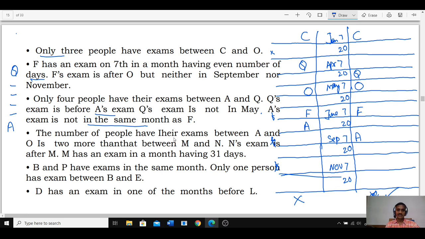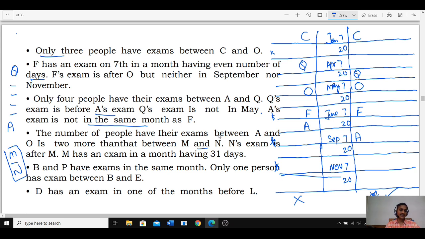నెంబర్ ఆఫ్ పీపుల్ హ్యావింగ్ దేర్ ఎగ్జామ్స్ బిట్వీన్ A and O is 2 more than M and N. A కి O కి మధ్యలో ఎంతమంది ఉన్నారు చెప్పండి? 1 2 3 మెంబర్స్ ఉన్నారు. 3 మెంబర్స్ ఉన్నారు కాబట్టి M కి N కి మధ్యలో ఒకరే ఉండాలి. ఎందుకు? M కి N కి మధ్యలో ఎంతమంది అయితే ఉన్నారో వాళ్ళకన్నా ఇద్దరు ఎక్కువ A కి O కి మధ్యలో ఉన్నారు అని అన్నారు. కనుక ఇక్కడ A కి O కి మధ్యలో 3 మెంబర్స్ ఉన్నారు కాబట్టి M కి N కి మధ్యలో ఒకరు ఉండాలి. N's exam is after M. కనుక M blank N ఇలా రాసుకోవాలి. M and N must be on the alternate days.